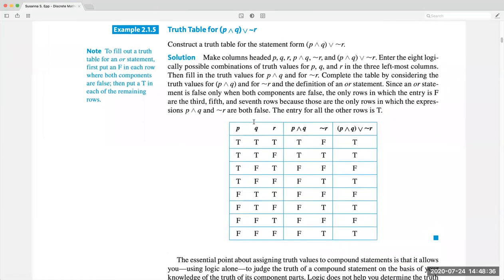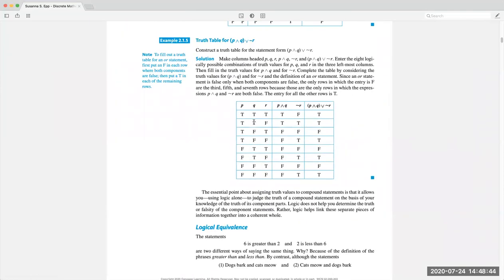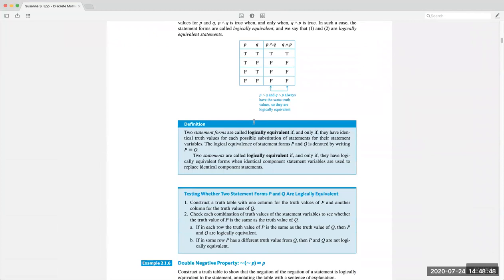Finished? Any question here? No? No question. If no question, then maybe let's go forward, okay?